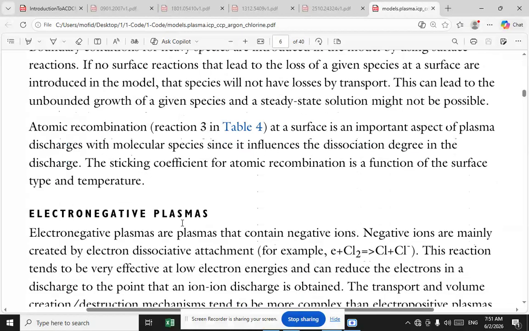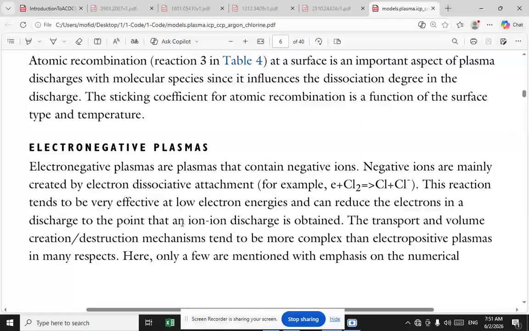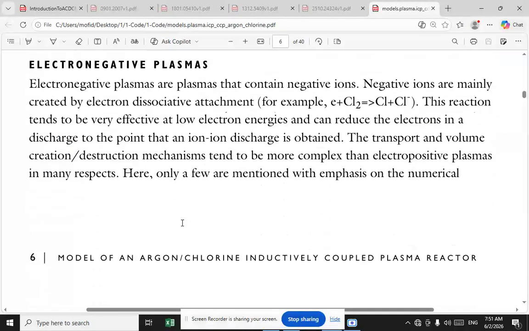Atomic recombination, reaction 3 in Table 4, at the surface is an important aspect of plasma discharge with molecular species, since it influences the dissociation degree in the discharge. The sticking coefficient for atomic recombination is a function of the surface type and temperature.